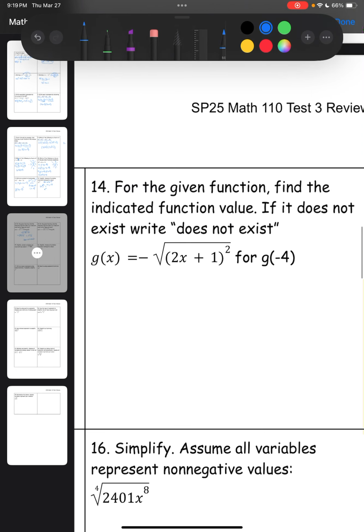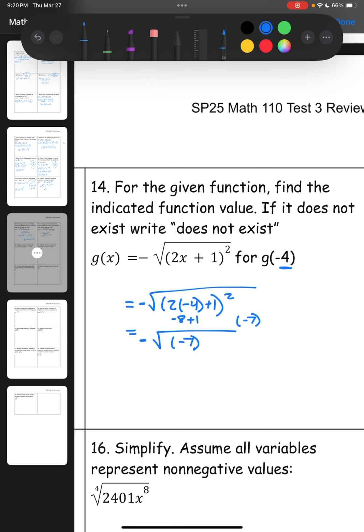Alright, number 14, we're going to find out if it exists or not. So again, we're going to plug in -4. So keeping track of that negative there. 2 times -4 plus 1. Make sure we're keeping track of these parentheses, right? So plugging that in, we're going to simplify here. So -4 times 2 is a -8. If you're adding a 1 to that, it's going to be -7, right? So we're having negative with a -7 squared.